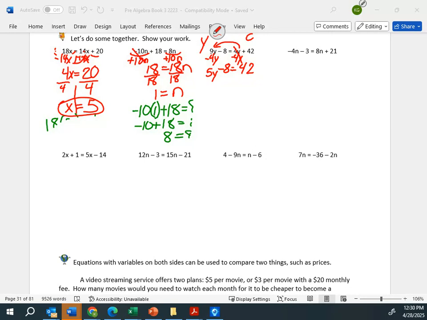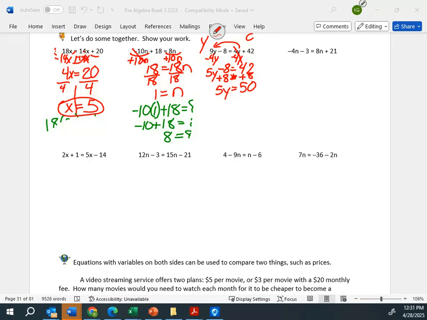Eleanor? You add 8 to negative. I'm going to move my constant over to the constant side. So -8 plus 8, so I want to do +8 on both sides. So I'm left with 5y equals 42 plus 8.